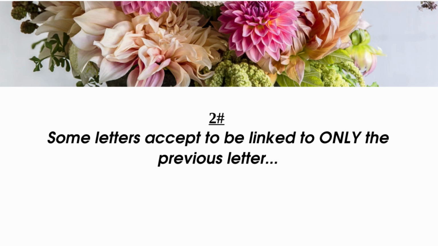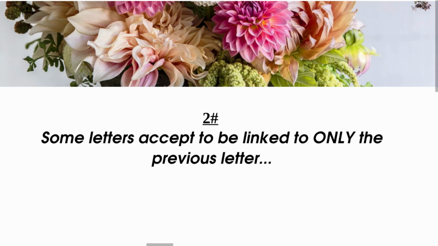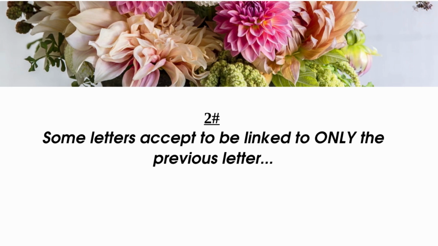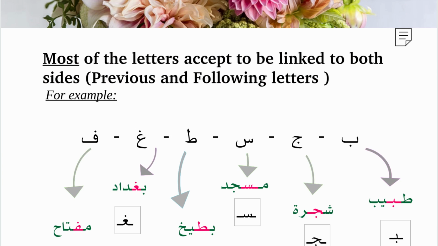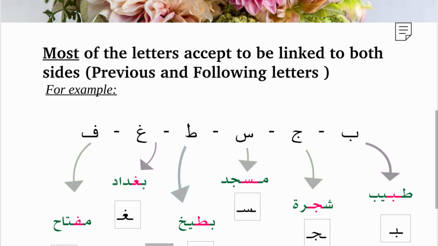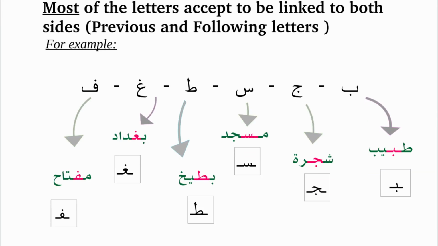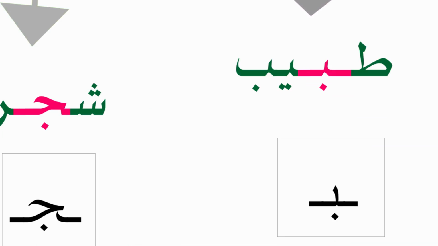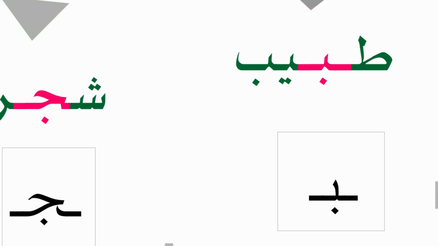Rule number 2. When we draw a line to connect letters, some of the letters accept to be linked to only the previous letter. In other words, they refuse to be linked to the following letter. We will understand it now. Most of the letters accept to be linked to both sides, previous and following letters. I mean letters on the right and left. For example, letter B here is connected by the short line from both sides, right and left.